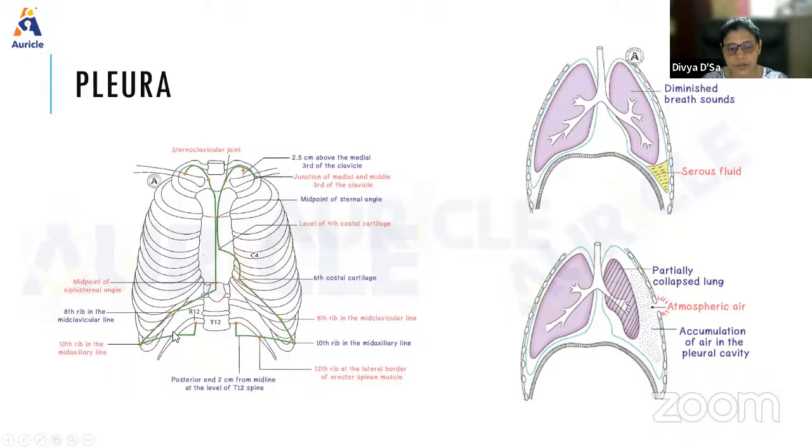So we mark this point, that is the 12th rib, okay, on the lateral border of the erector spinae. So in this diagram, you can mark. In the cadaver, we usually turn it and then mark, okay. So the 12th rib at the lateral border of the erector spinae muscle, and you mark 2 centimeters away from the midline at the level of T12. So this whole thing gives you the diaphragmatic pleura.